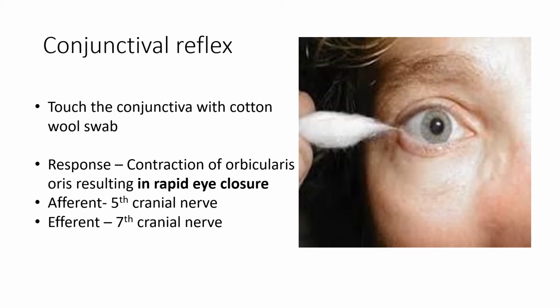Conjunctival reflex. When you touch the conjunctiva with cotton wool, as you can see in the image, the response is rapid eye closure. The level is the fifth cranial nerve, which is the afferent, and the seventh cranial nerve, which is the efferent.